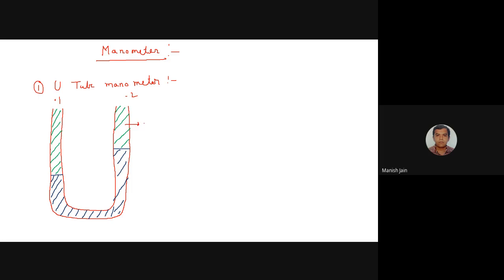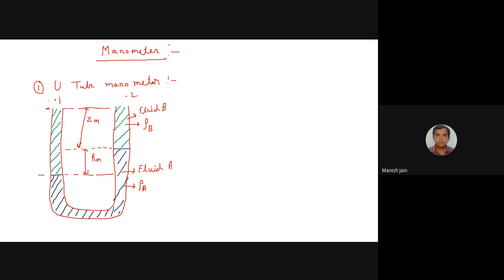Suppose the density of this fluid is rho B, this is fluid B. This is fluid A, the manometric fluid. The density of this fluid is rho A. Now, this height can be divided in two parts. From here to here you have the height Zm. Here to here you have the height Rm.